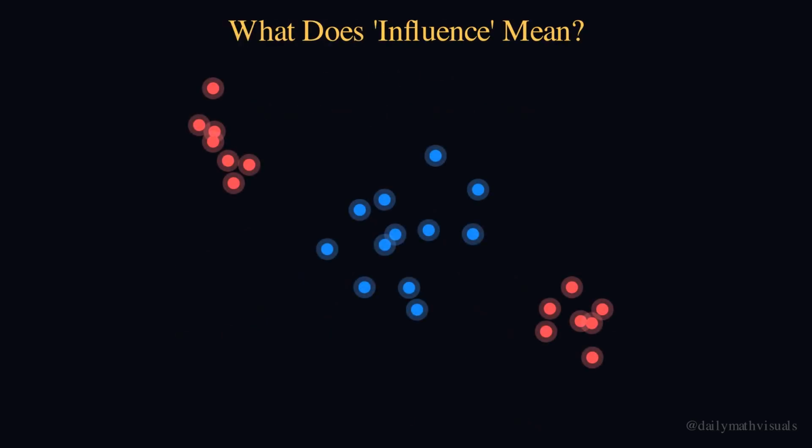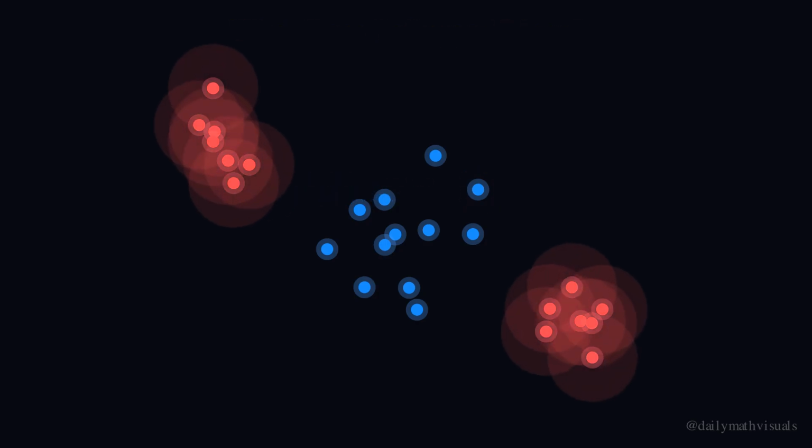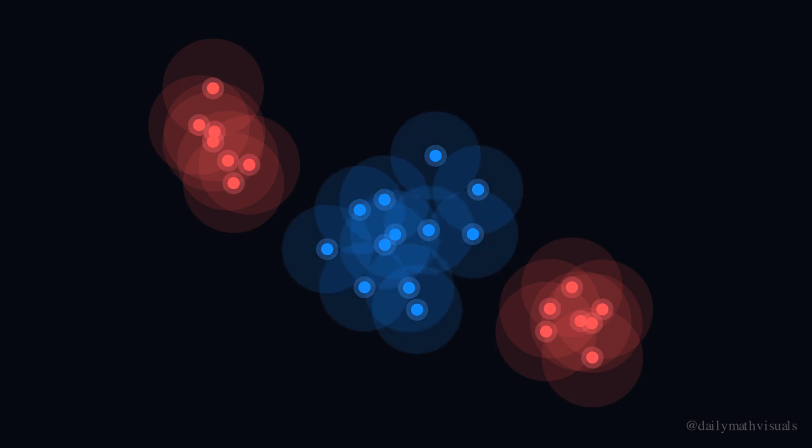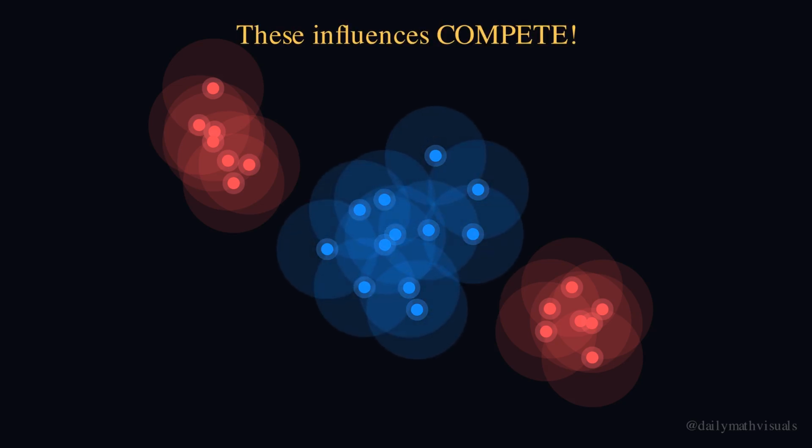But what does this influence actually mean? This spam email is saying, things that look like me are probably spam too. That's what the influence means. It's not positive or negative in a mathematical sense. And this legitimate email is saying, things that look like me are probably legitimate. That's what each training point contributes. Now, every training email emits its influence simultaneously. And here's the key: these influences compete with each other.